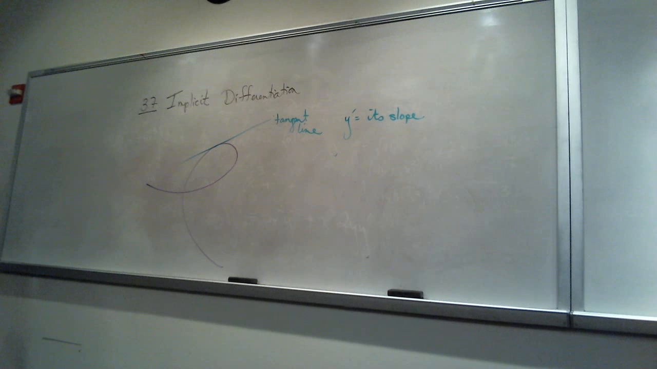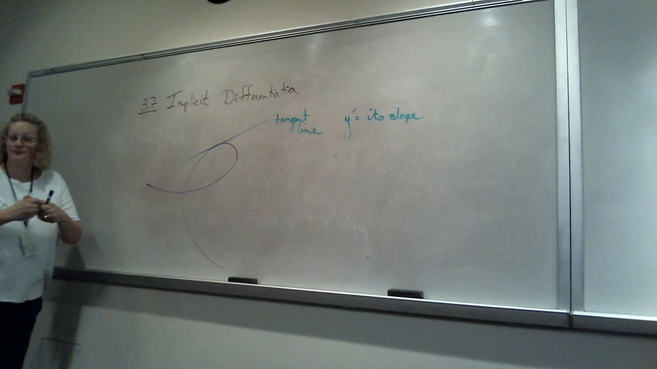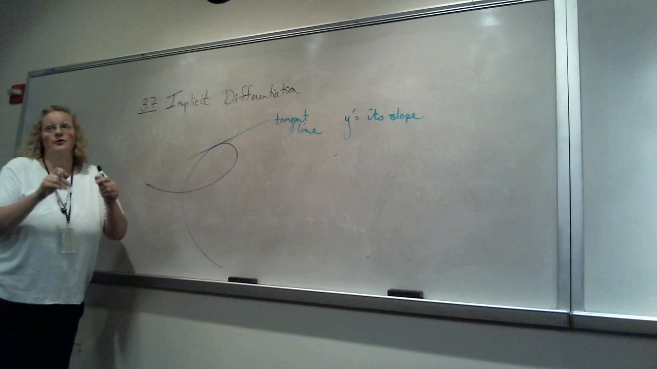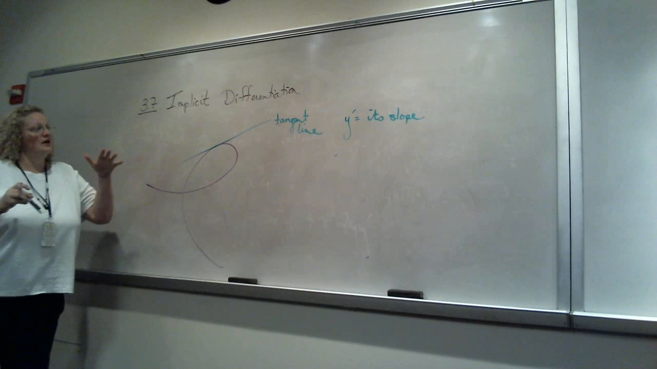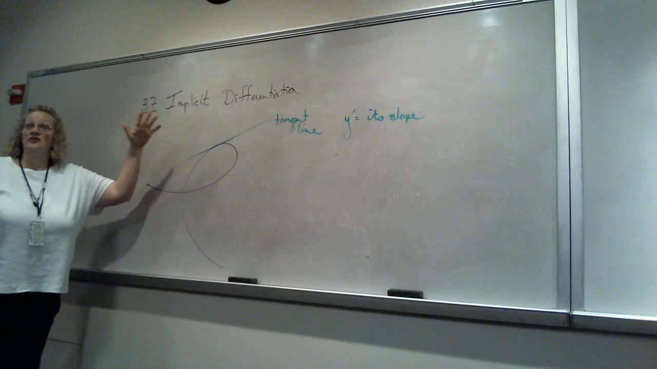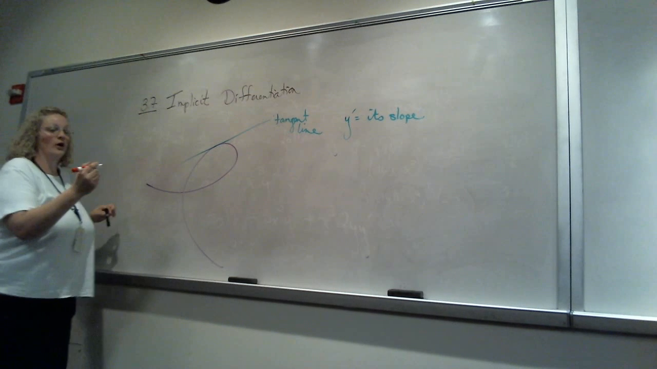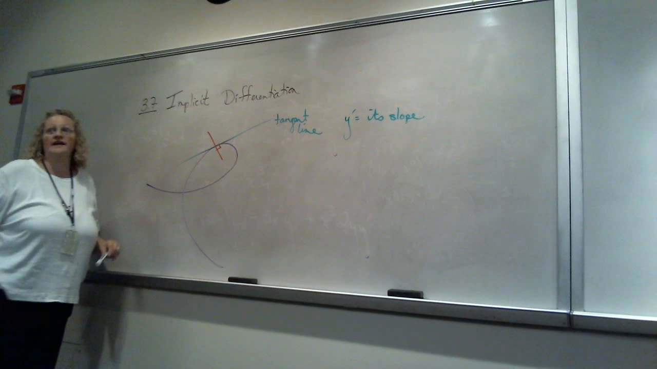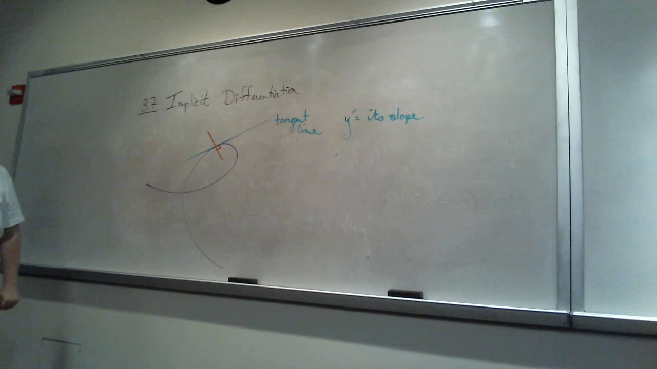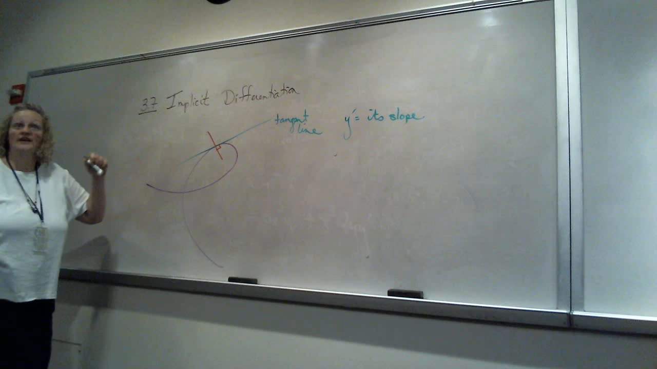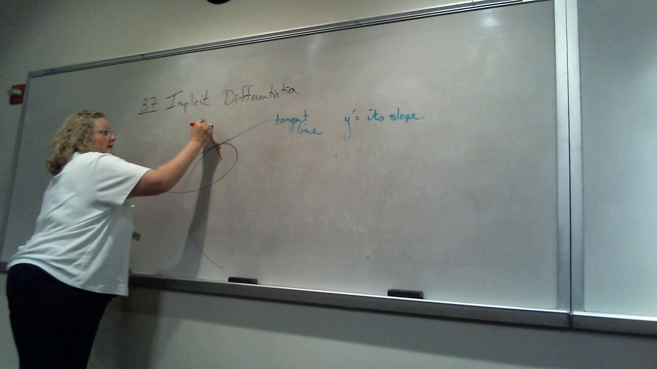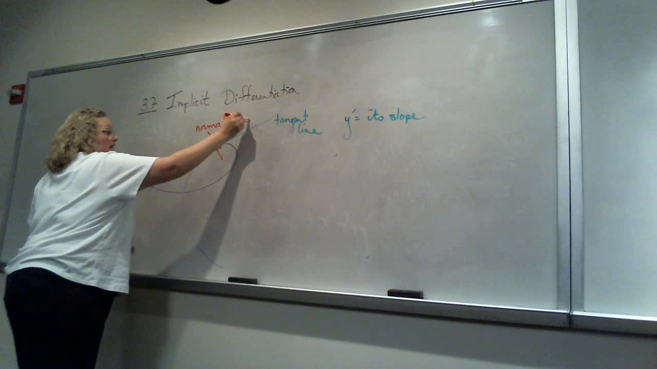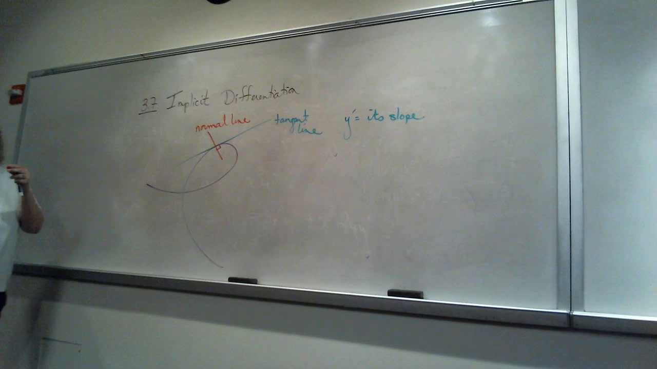We'll never talk about them again, and in fact, you will never see them again until Calc 3, where you start drawing three-dimensionally, and we talk about tangent planes and normal planes. A normal is the perpendicular to the tangent line, which means that it's also perpendicular to the curve. So that is my normal line.